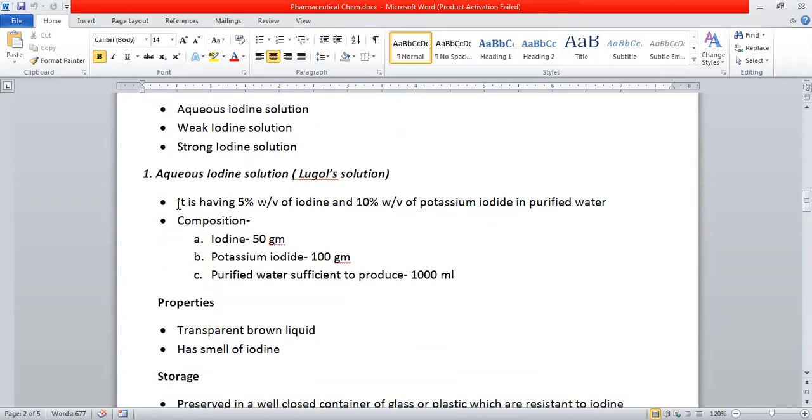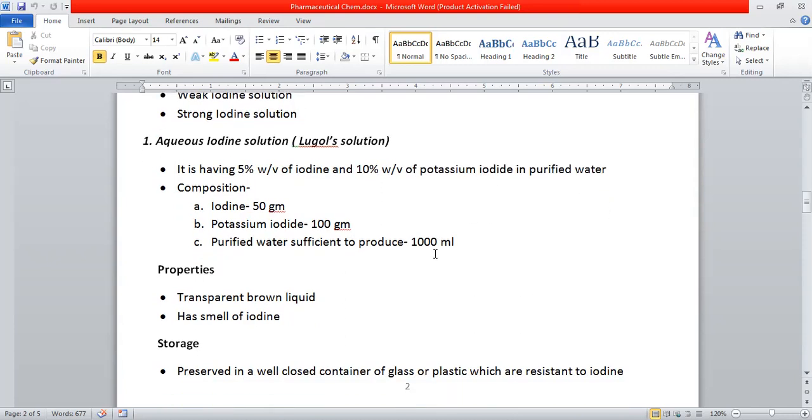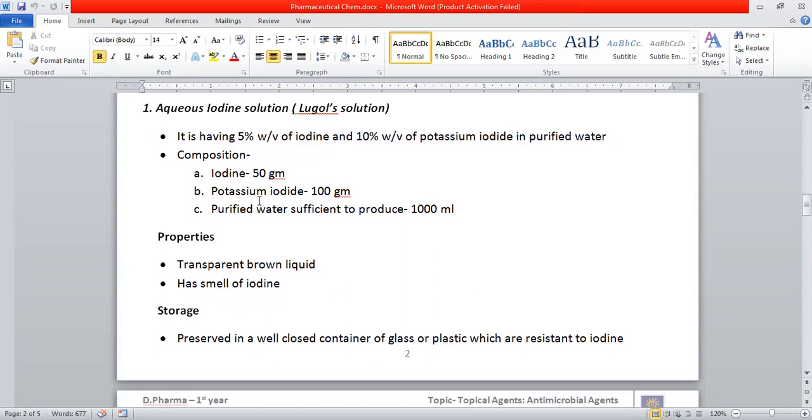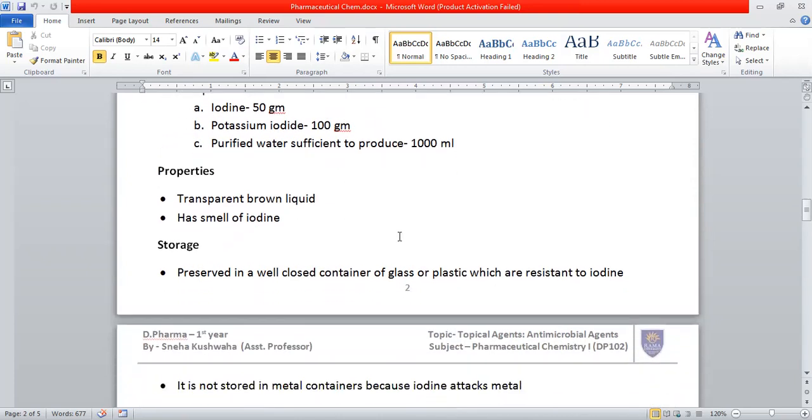Aqueous iodine solution has 5% weight by volume of iodine and 10% weight by volume of potassium iodide in purified water. Now if we talk about the composition, it contains iodine, potassium iodide and purified water to produce 1000 ml of the final solution. Now properties: it is a transparent brown liquid and has the smell of iodine.